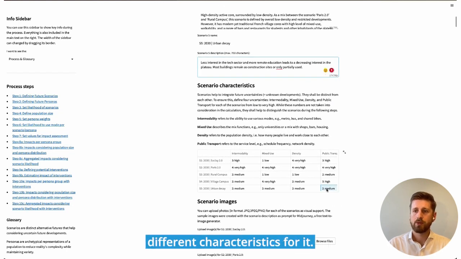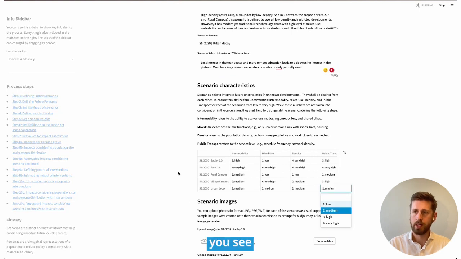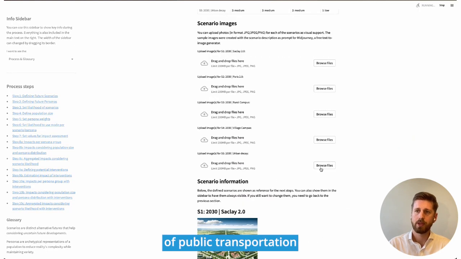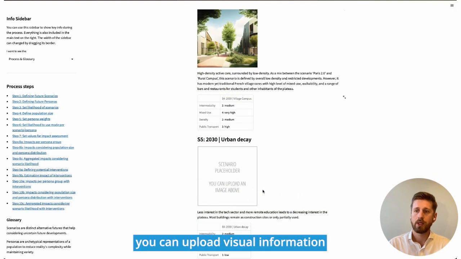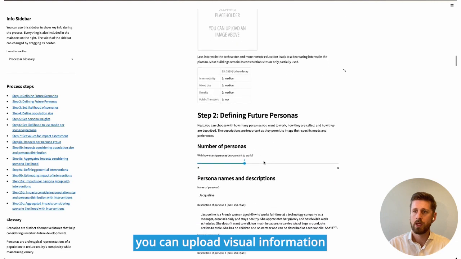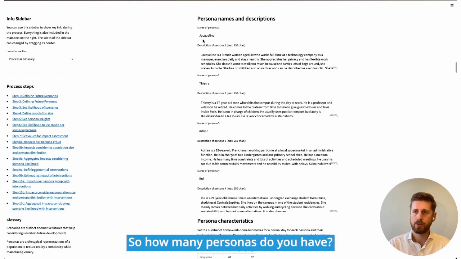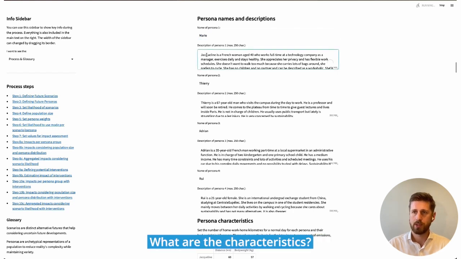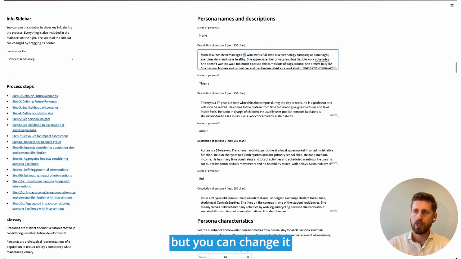Then you have a quick description. You can change different characteristics for it. For example, here you see the likelihood of a particular scenario to have a high level of public transportation or other categories. Then here you can upload visual information and you see a bit of an overview. The same idea for personas. So how many personas do you have? What are their names? What are the descriptions? What are the characteristics?